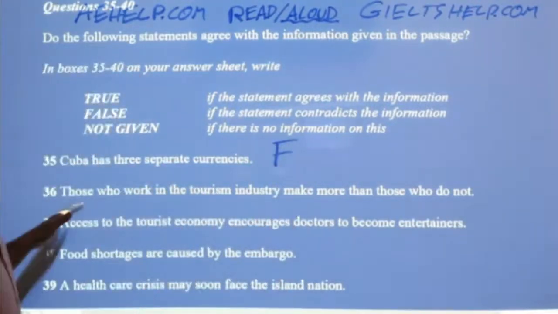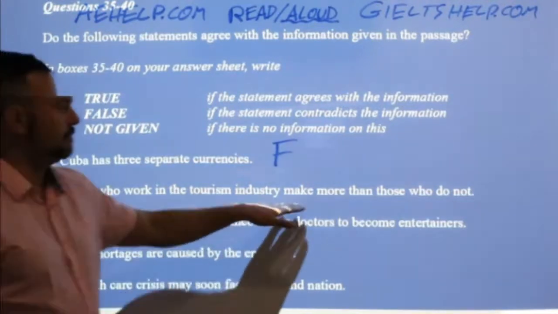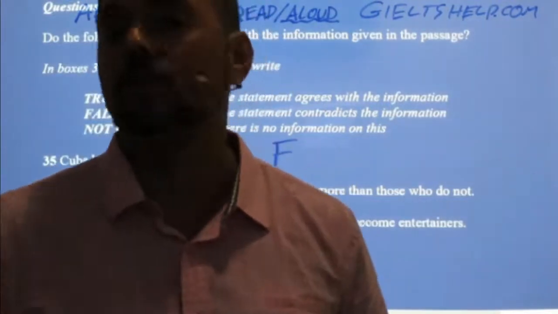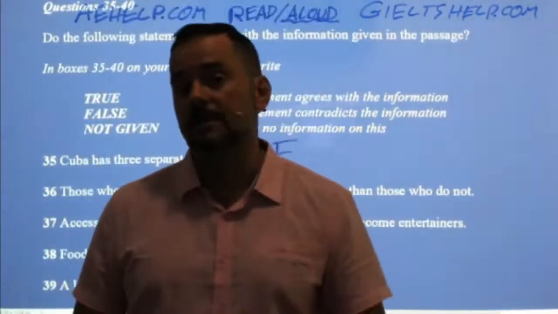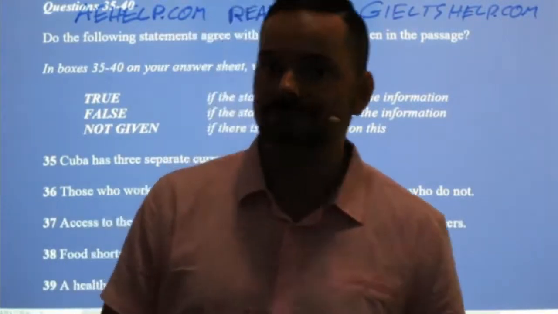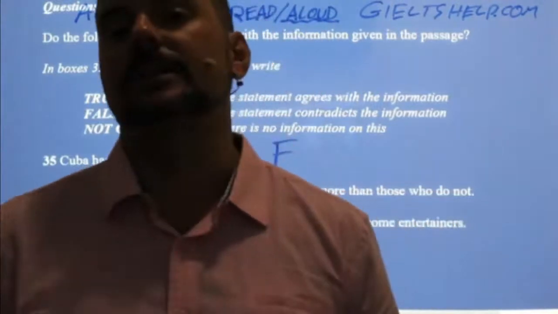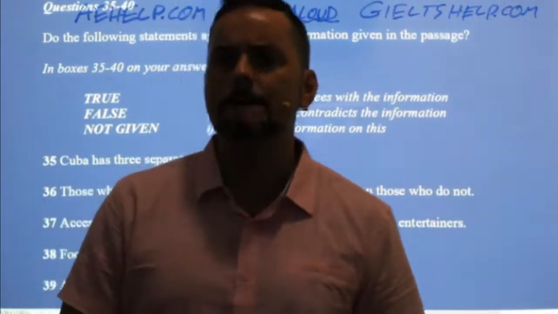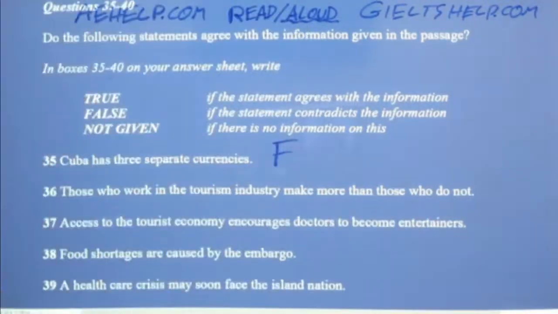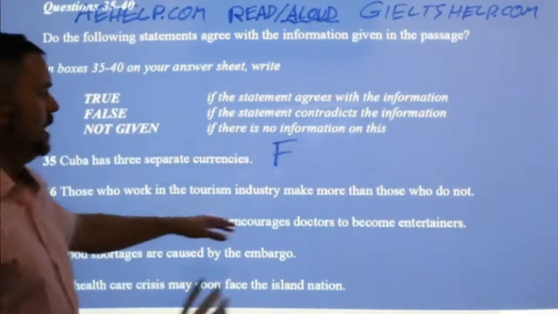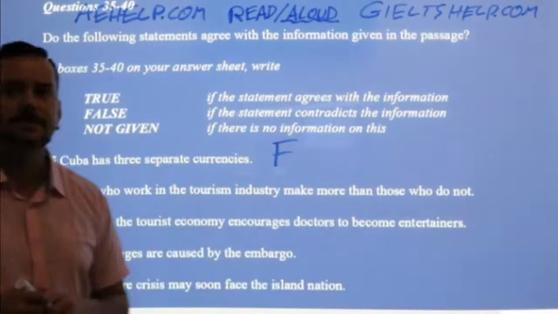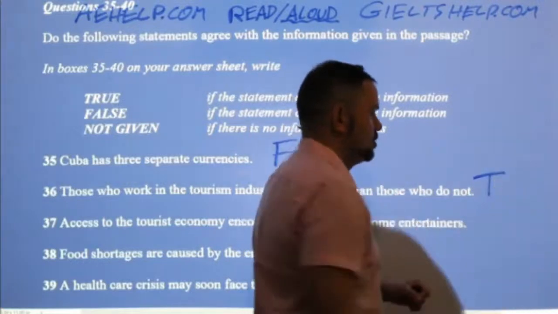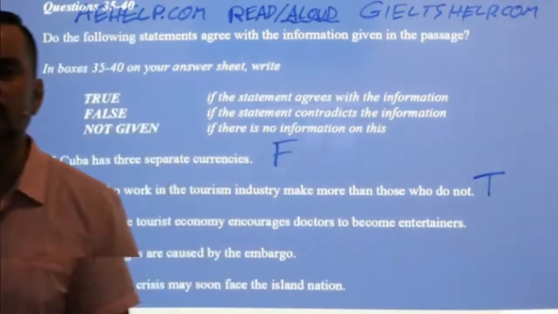All right, next one. Those who work in the tourism industry make more than those who do not. Is it important to know in a passage about tourism and the economy of Cuba whether or not people who work in tourism make more than those who do not? Definitely important, right? That would be really weird if that were an unimportant type of topic or question. So it must be given. So 36 is definitely given. Okay. And do they make more? Absolutely they do, because they make convertible pesos, which are 25 times more valuable than the Cuban peso. So it's true.